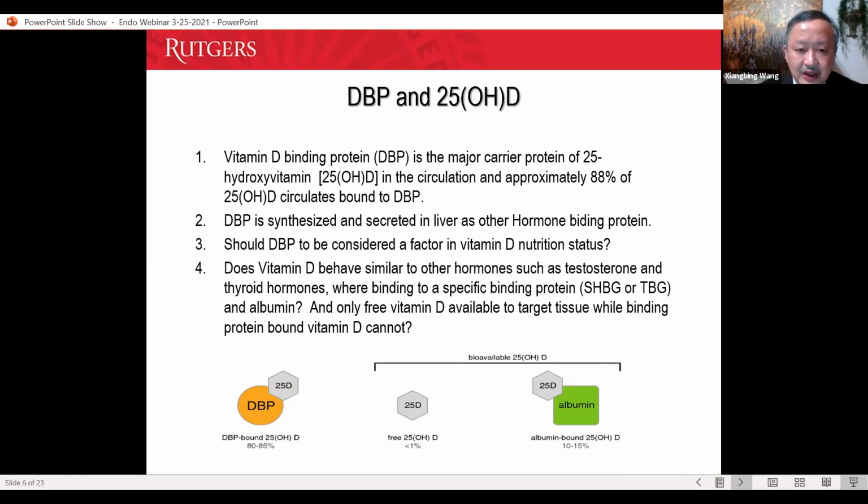So we also raise the question: should vitamin D binding protein be considered as a factor to evaluate vitamin D nutrition status? We also suggest that maybe vitamin D behaves similarly to other hormones like testosterone or thyroid hormone. So we can see here vitamin D is also just like testosterone. The bioavailable vitamin D is free vitamin D and vitamin D loosely bound to albumin.